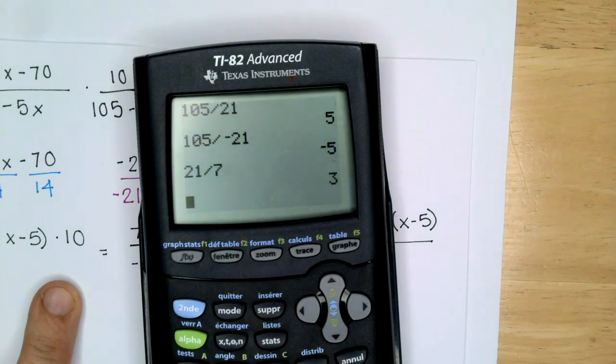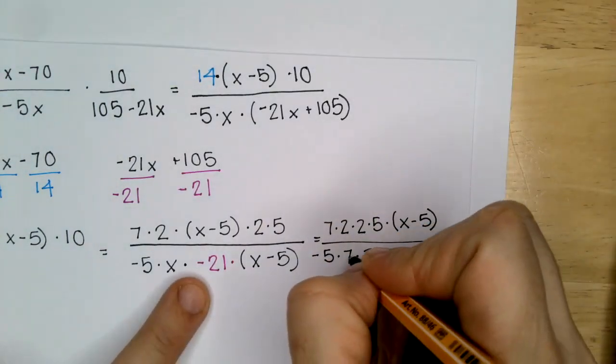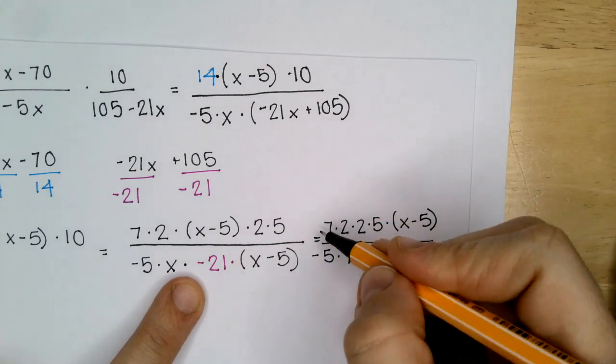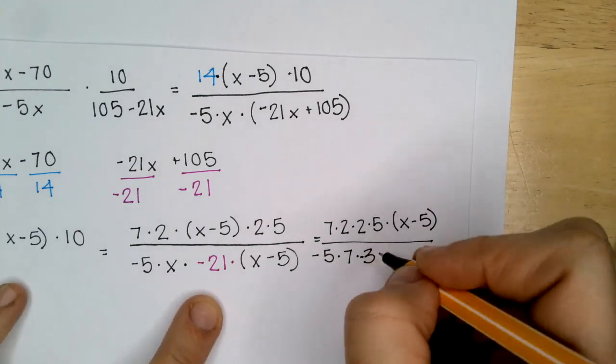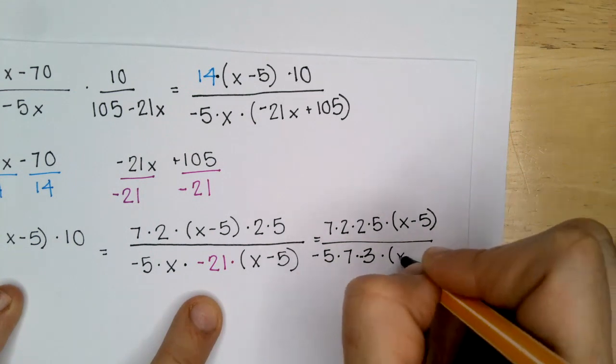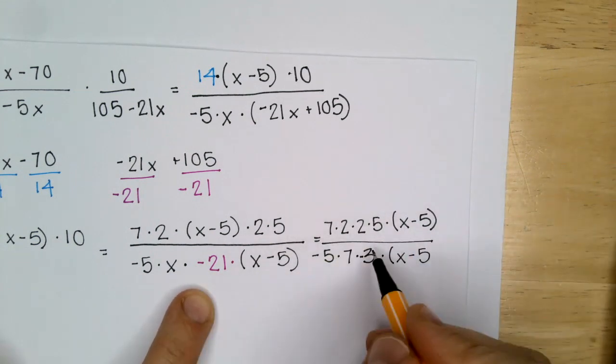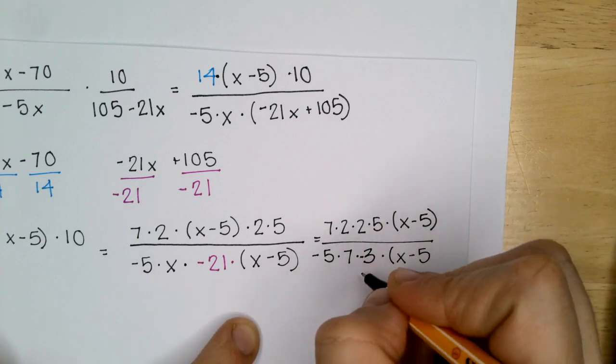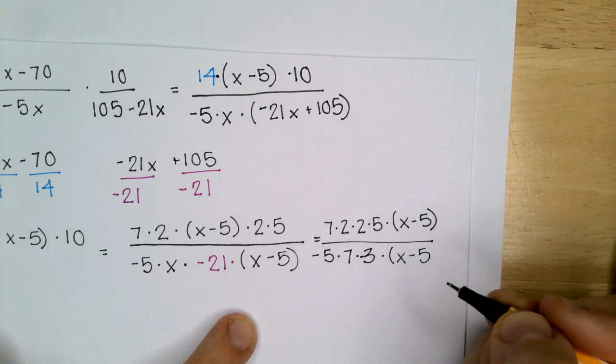21 divided by 7 is 3, but it was a negative, so maybe it's a negative 3. That's more convenient. So it's a positive 7 and a positive 7, times x minus 5. The negative 21 becomes a positive 7, negative 3, or just a negative. You'd even put the negative out in front here, okay?